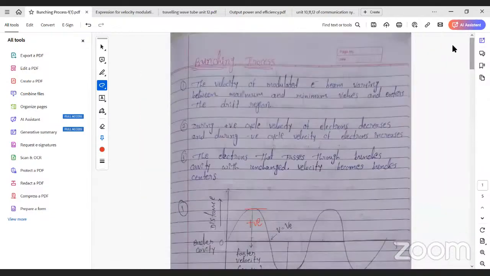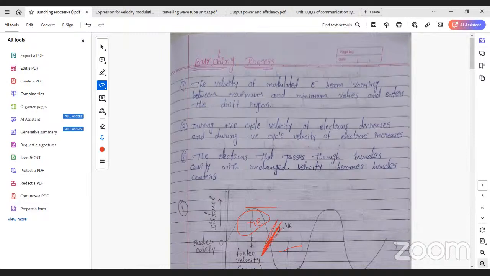For the positive voltage, what is the status of velocity? Increases. For negative voltage, velocity decreases. Across the drift space region, velocity is neutral, unchanged.